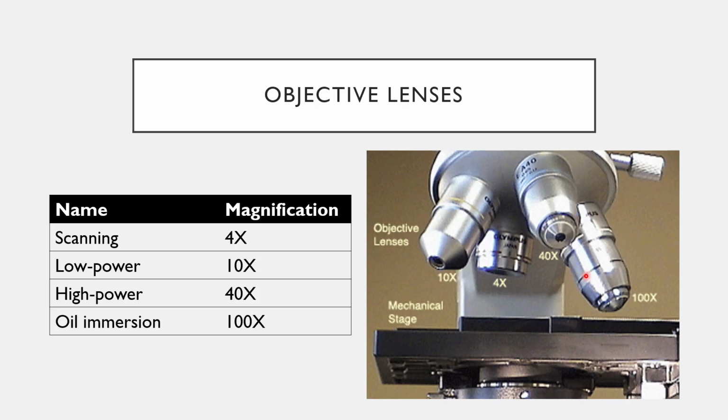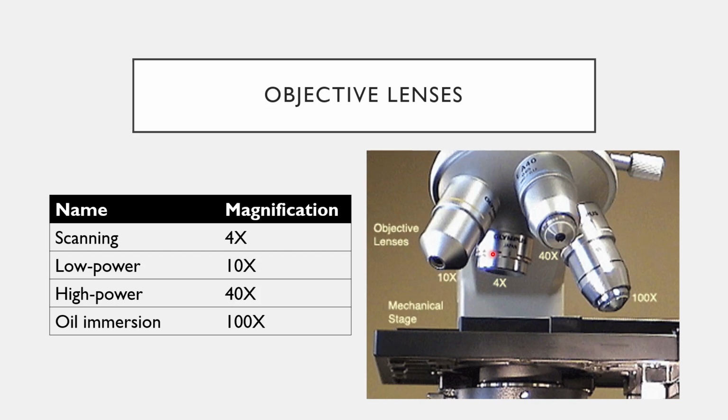Now, the names of these 4 lenses for the most part make sense to us intuitively. The scanning lens, which is the lowest power lens, is used to scan around in the field of vision on the slide and try to identify the specimen that you're looking for. The low power lens is named for the fact that it has lower power, high power because it has higher power, and then comes the oil immersion lens.